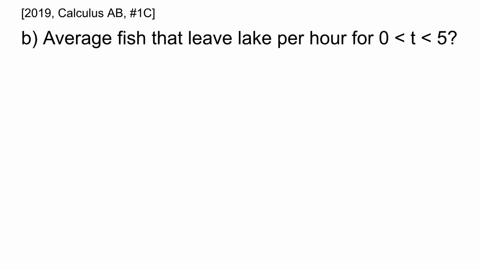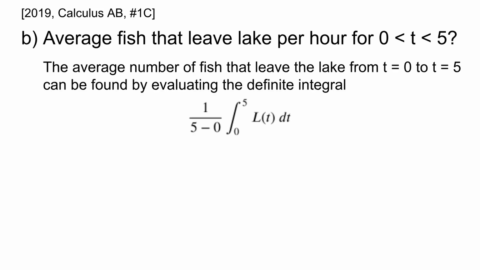In part B of this question, we are asked to find the average number of fish that leave the lake per hour for t between 0 and 5 hours. The average number of fish that leave the lake from t equals 0 to t equals 5 can be found by evaluating the definite integral 1 over 5 minus 0 of the integral from 0 to 5 of L of t dt.